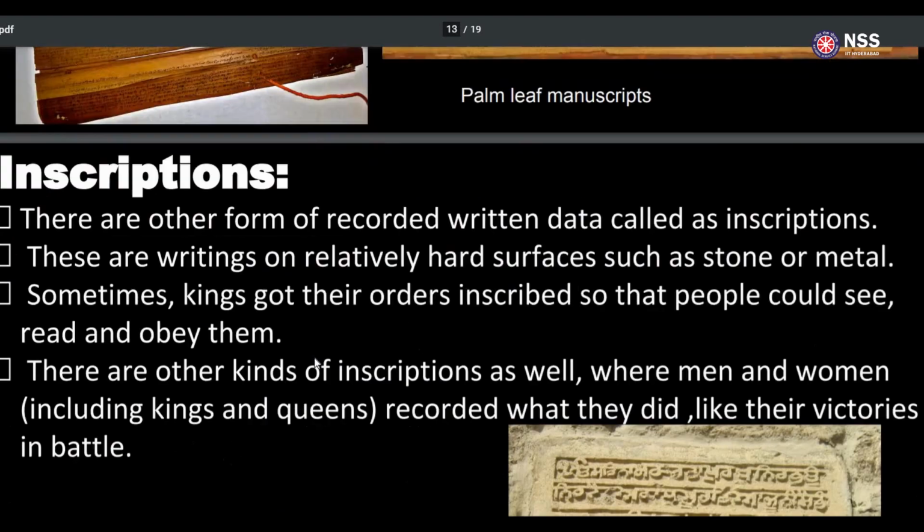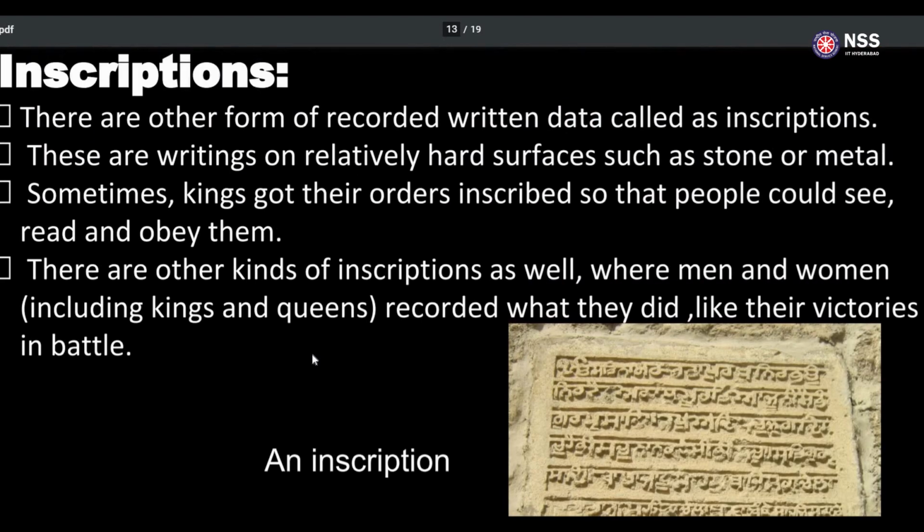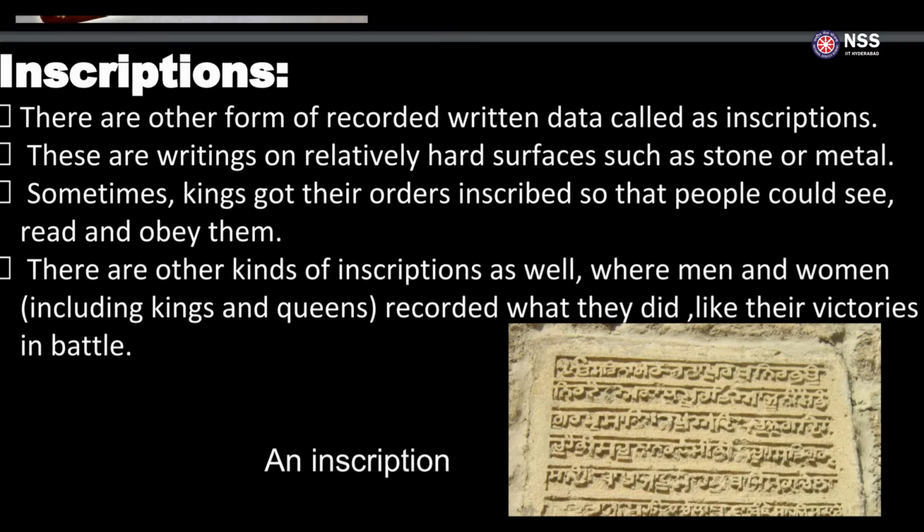And then what are inscriptions? You just now saw about the manuscripts. Inscriptions are a form of recorded written data. You inscribe on stones or something. If you write something on hard objects, then it's called an inscription. These are writings on relatively hard surfaces such as stones or metals. Sometimes kings got their orders inscribed so that people could see, read and obey them, right?